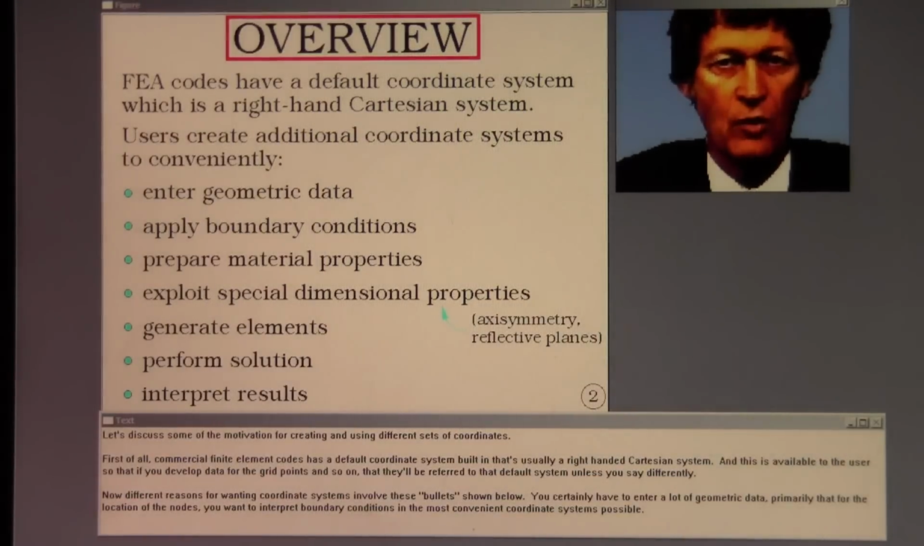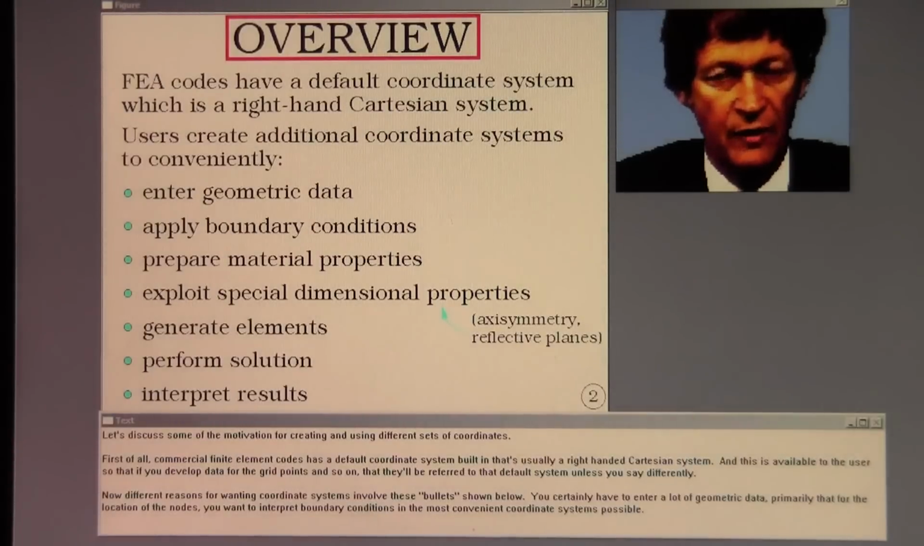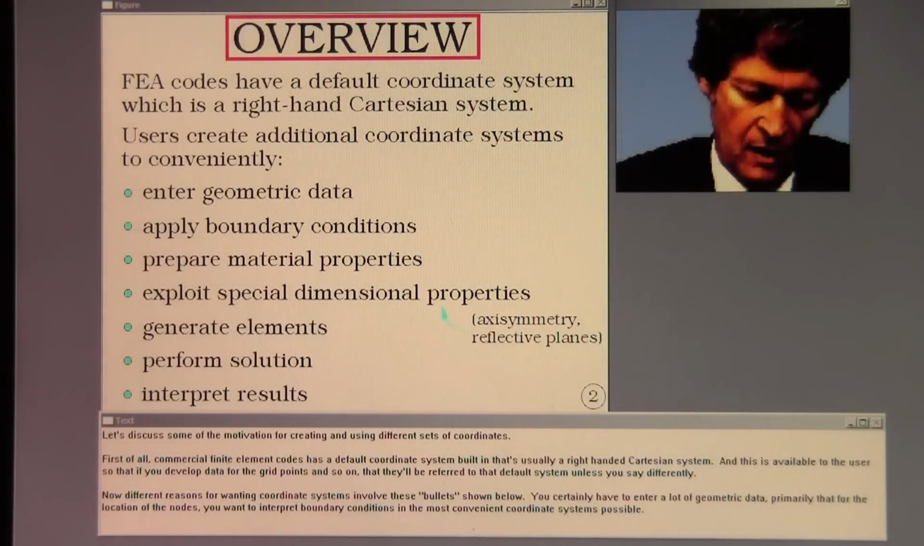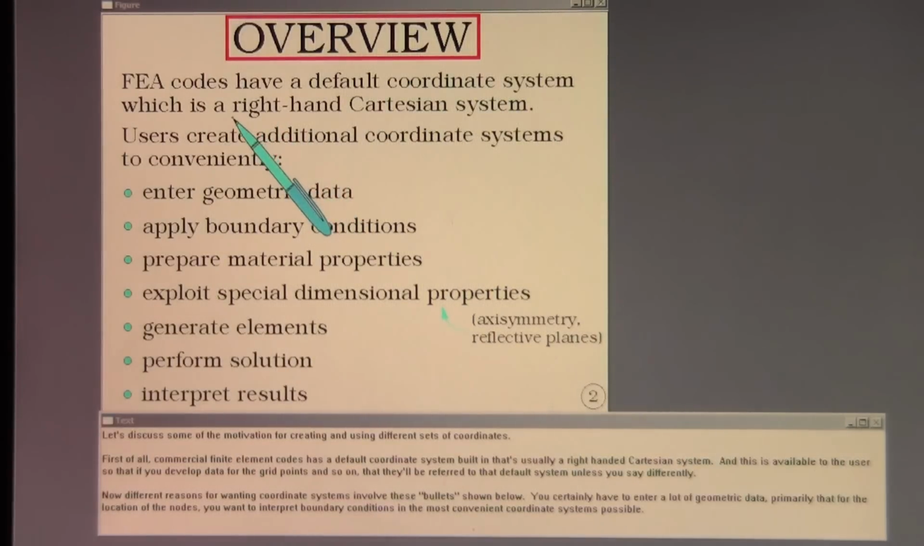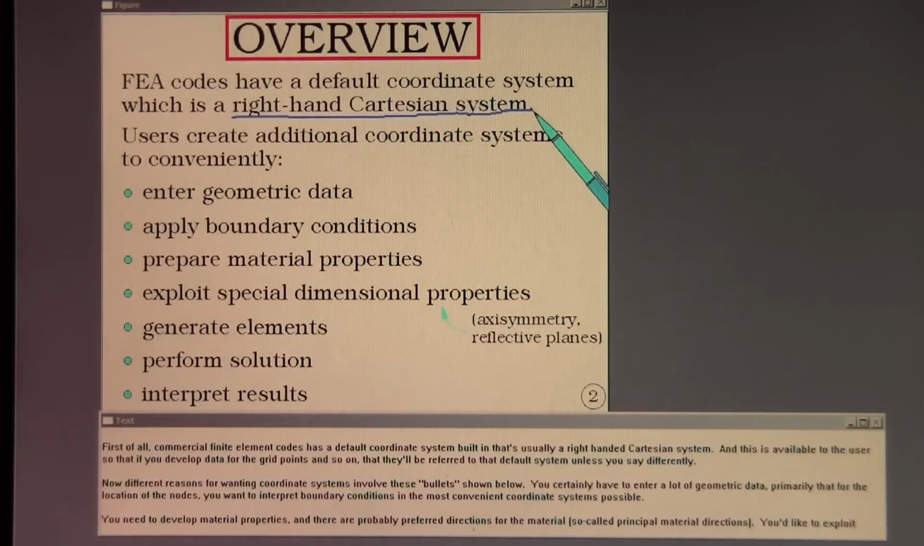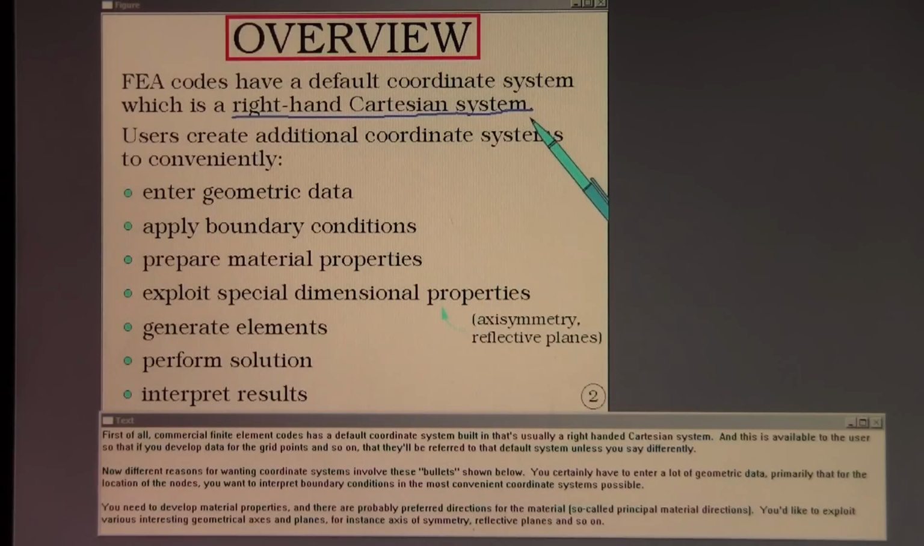Let's discuss some of the motivation for creating and using different sets of coordinates. First of all, commercial finite element codes have a default coordinate system built in that's usually a right-handed Cartesian system. And this is available to the user so that if you develop data for the grid points and so on, they'll be referred to that default system unless you say differently. Now, different reasons for wanting coordinate systems involve these bullets shown below.